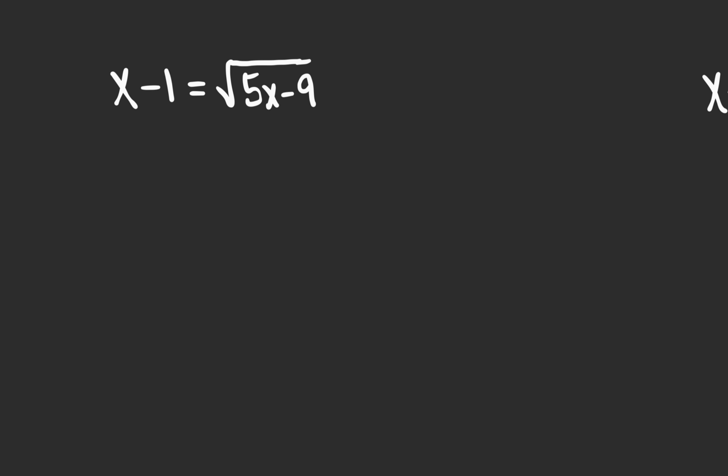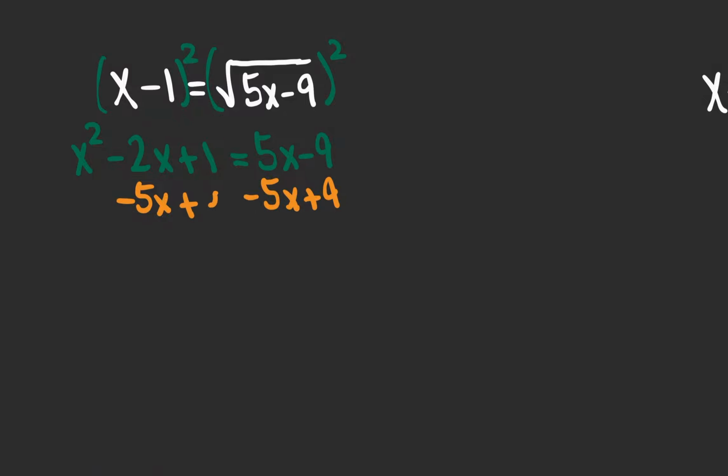For the next question, we have x minus 1 is equal to the square root of 5x minus 9. My first step is to square both sides. This will leave us with x squared minus 2x plus 1 on the left-hand side. On the right-hand side, we have 5x minus 9. Then we move all the terms to the side that contains the x squared. So we have minus 5x plus 9 on the left-hand side and right-hand side.